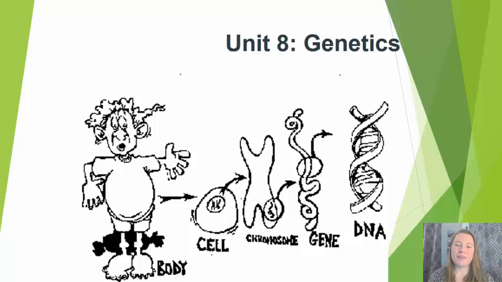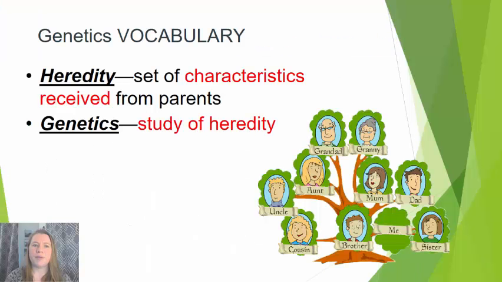Welcome to biology. In this video, we are going to introduce some of the terms associated with the study of genetics, and we are going to talk about how to predict the phenotypes of offspring by using a monohybrid cross in a Punnett square. More about that in a moment.